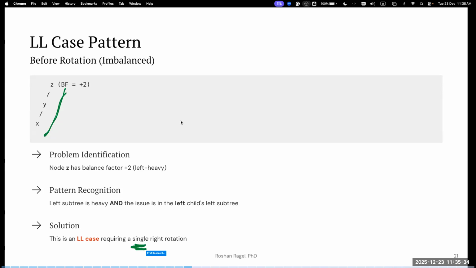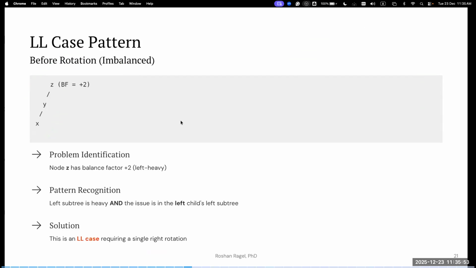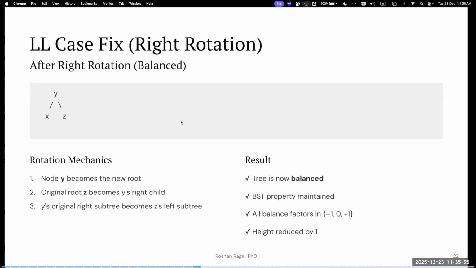A single right rotation. Right rotation means I'm going to rotate like that. Left rotation means I'll be rotating like this. What do I mean by rotating? Let me show you how it works. So this rotation will make, let me go to the next slide. I think I have that example here.